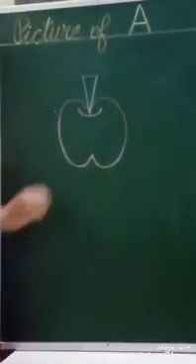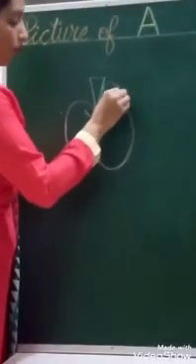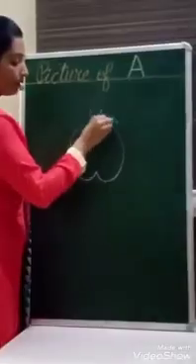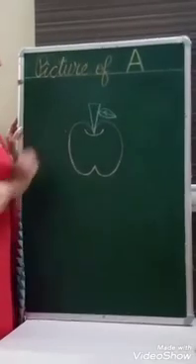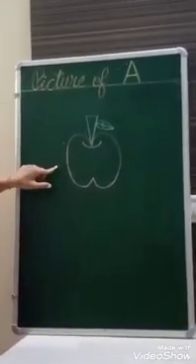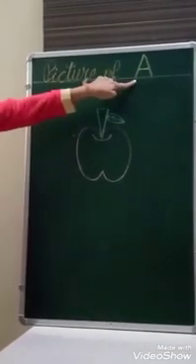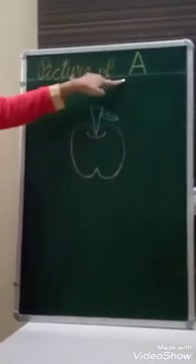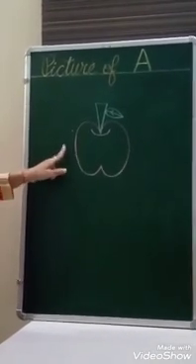Okay? Now, we will draw one leaf like this. So, my dear students, this is apple. This is A for apple. So now we have to color this apple.